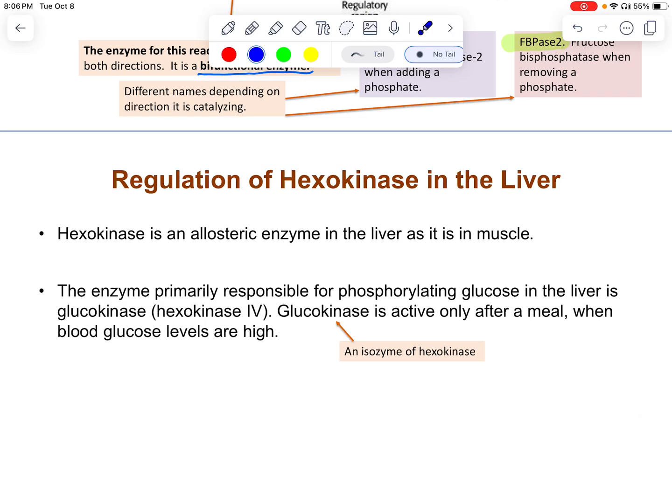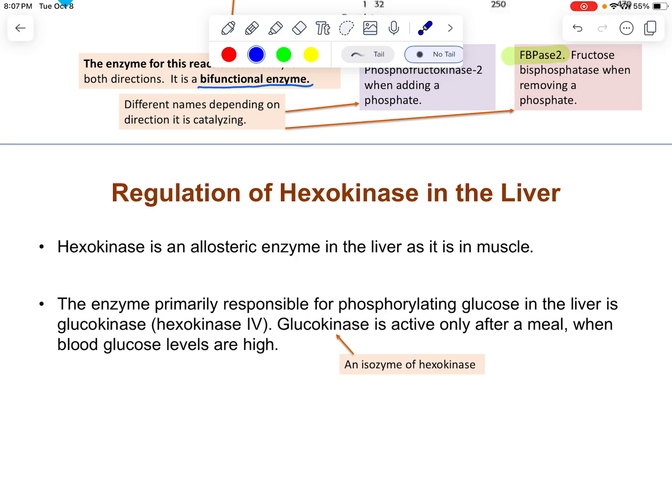All right, let's talk about that last one, step 10. Oh, I'm sorry, not step 10, the first step, hexokinase for step 1. So when we look at that hexokinase, it's an allosteric enzyme in the liver, just like it was in the muscle. And remember, this is the one primarily responsible for phosphorylating glucose. The one for glucose has a special name, right, glucokinase or hexokinase 4. So we talked about the idea of an isozyme. This is just the version of that enzyme that works in the liver. It's important here because it's only active after a meal when the blood glucose levels are high. That matters because we don't want the liver to pull glucose from the bloodstream when other organs need sugar. So we're only going to activate this essentially when blood glucose is high.